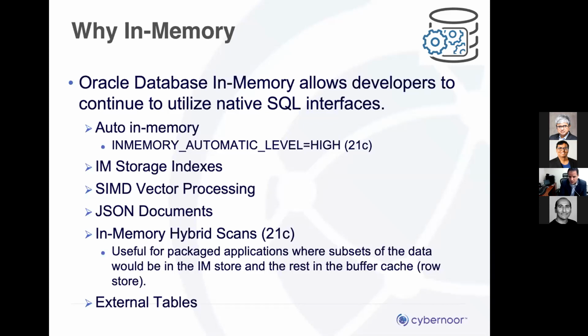There's also a new in-memory hybrid scan in 21C. Previously, if you had only a subset of the columns in the in-memory store and you referenced some columns that were not in the in-memory store, then the rows would be referenced from the buffer cache entirely. Now with this hybrid, it can reference some from the buffer cache and some from the in-memory store, whichever columns are there. And that's a great feature as well.